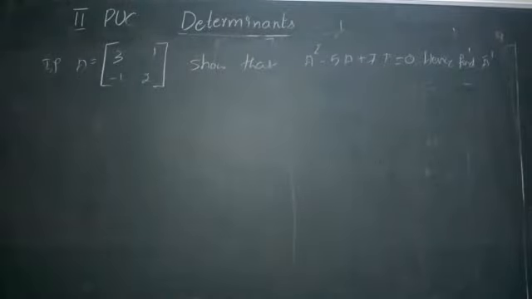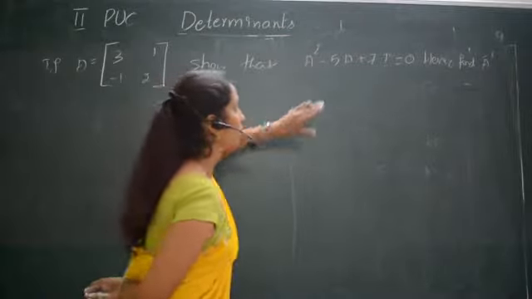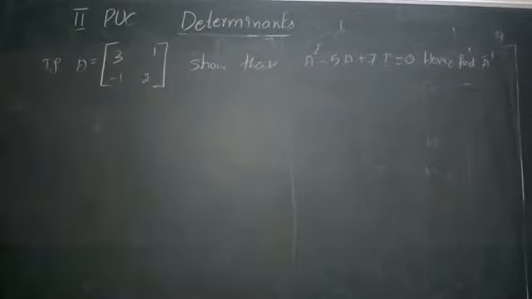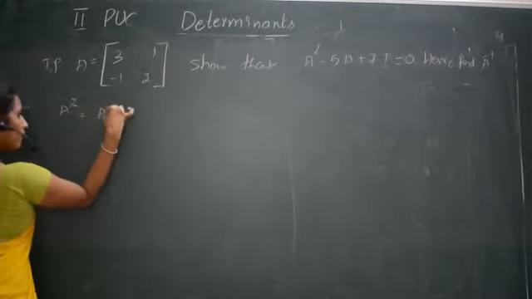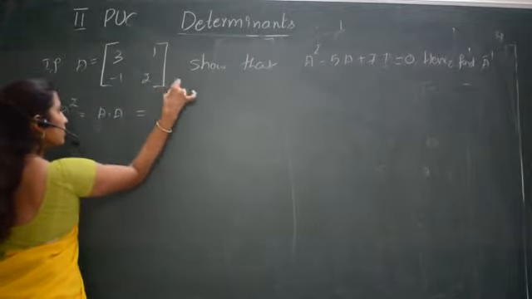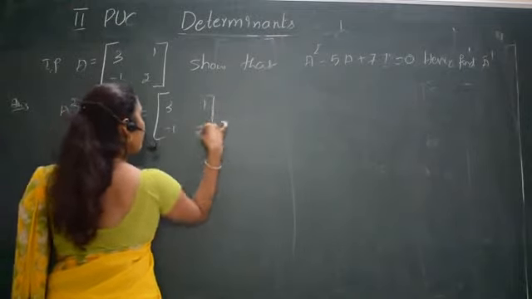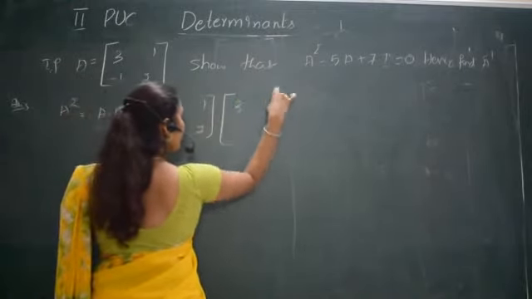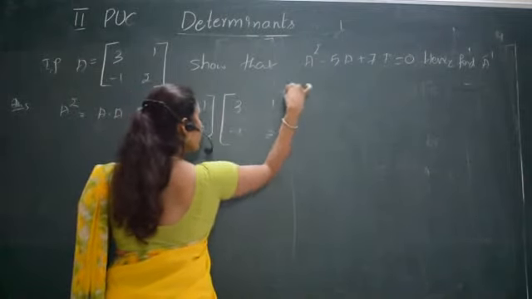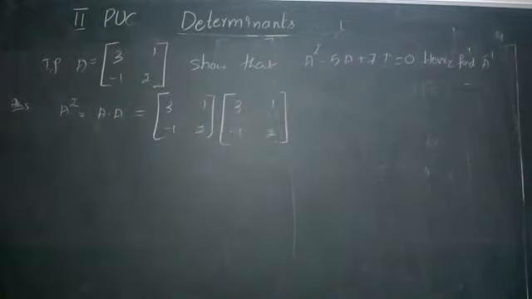So first we have to calculate what is A square minus 5A plus 7I. We calculated this earlier to show it is equal to 0, but here, using that, we have to find the A inverse. So first find A square. A square is equal to A into A, so this will be [3 1; -1 2] times [3 1; -1 2].